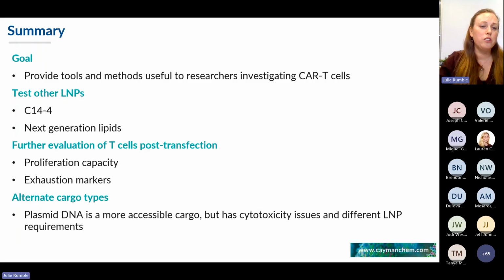Finally, an alternate cargo type may be very important for translating this to the clinic. Plasmid DNA is a much more accessible cargo than mRNA, but it has cytotoxicity issues and different LNP requirements.